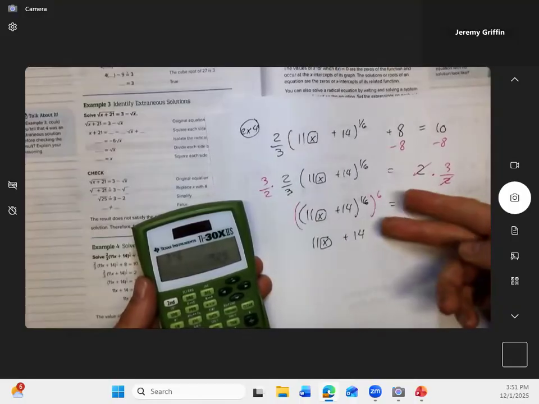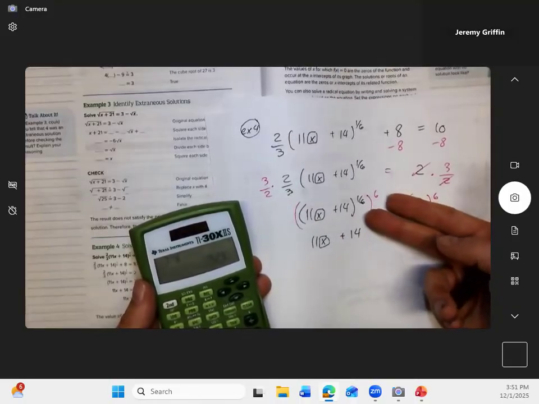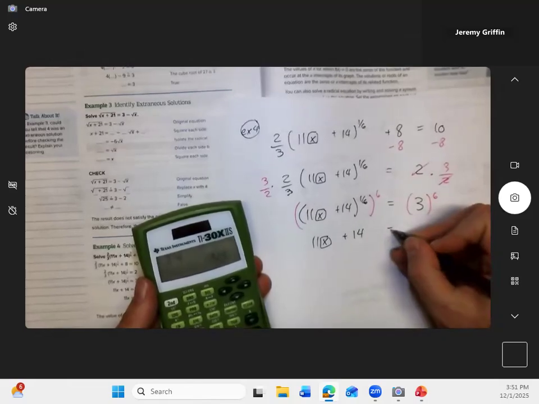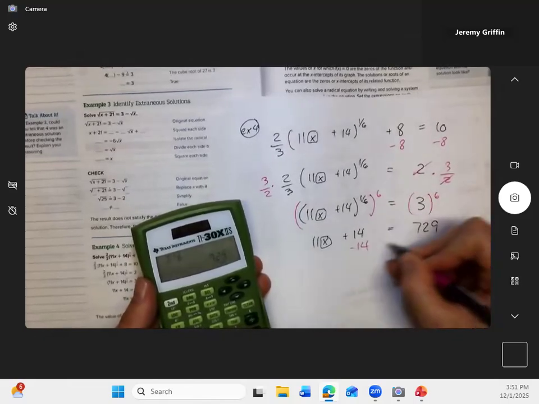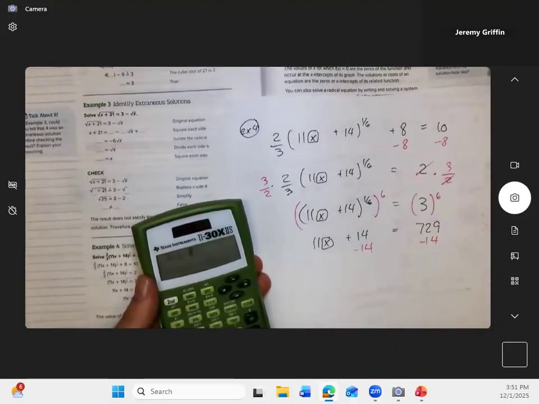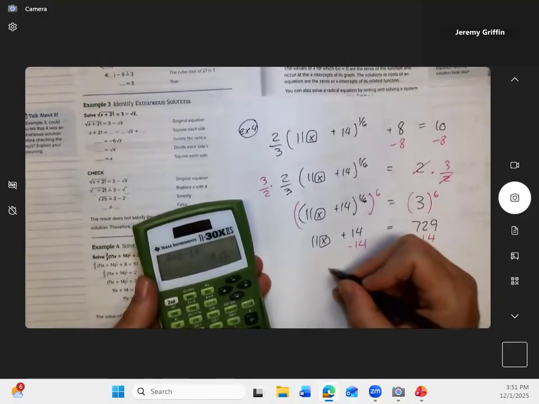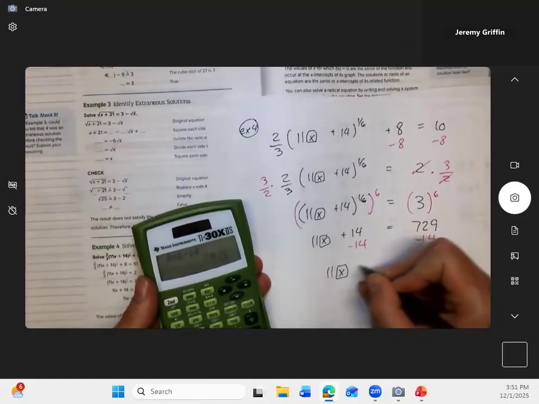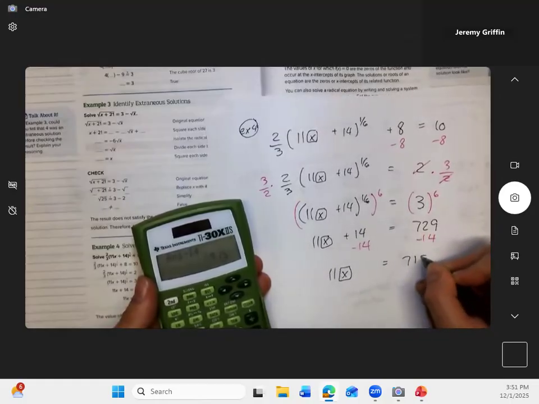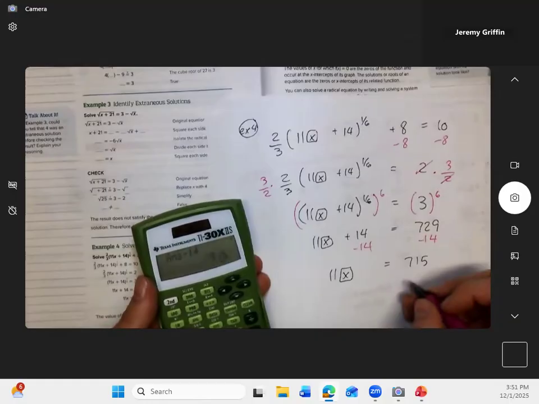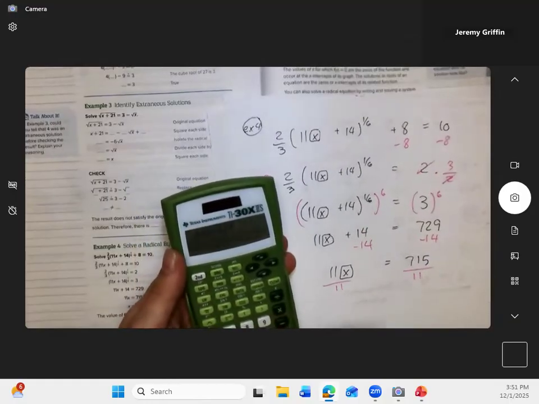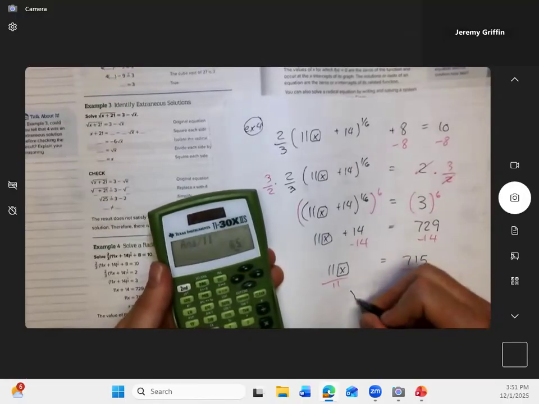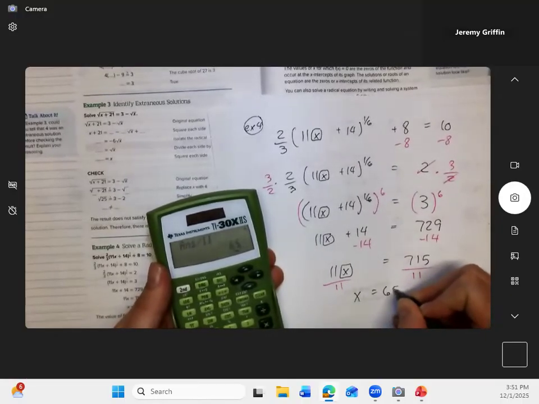So 11x plus 14. I just cancel out the 1/6 and the sixth power, and I'm left with that equals 729. Subtract 14 from both sides. So minus 14, looking at 11x equals 715. I wonder if that's divisible by 11. I hope so. That would be nice. Over 11. Yeah, sure is. x equals 65. There you go.